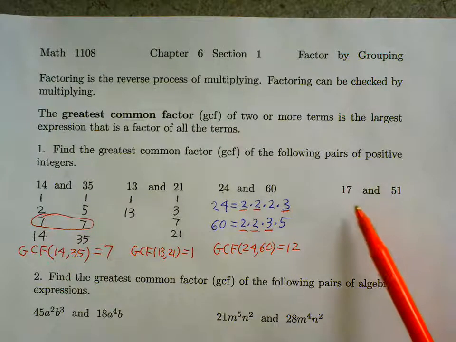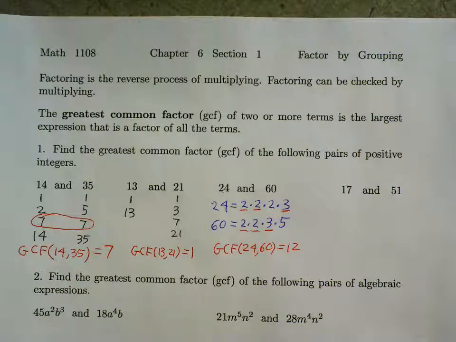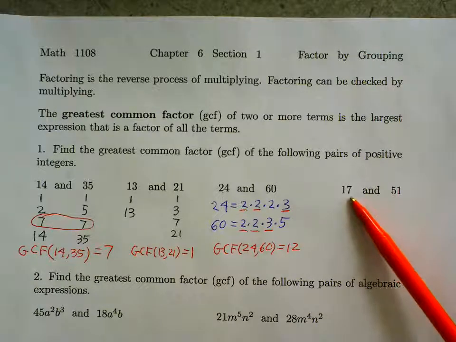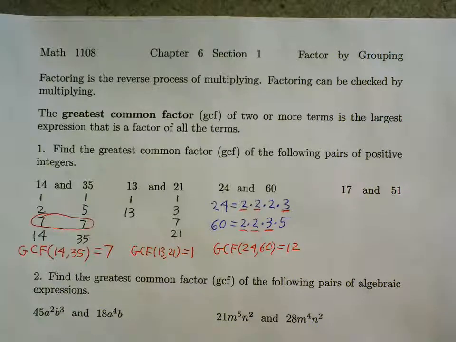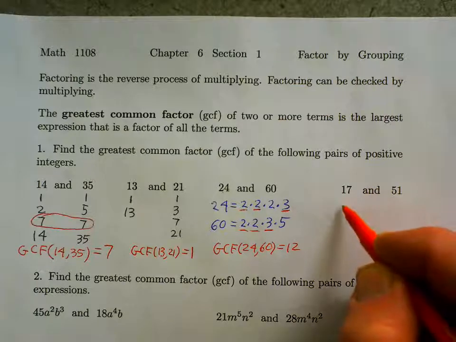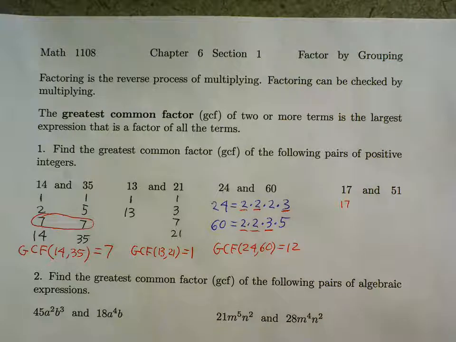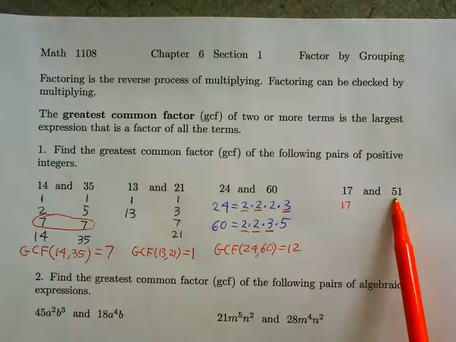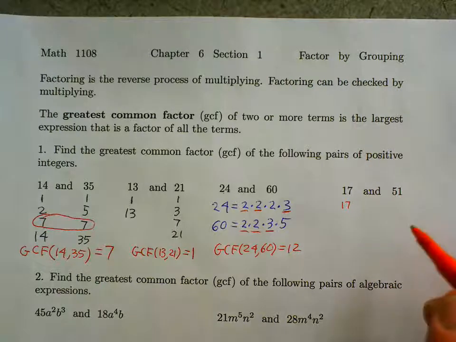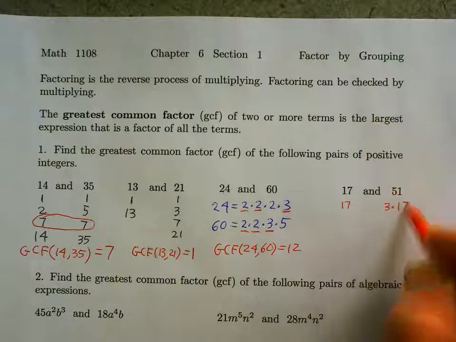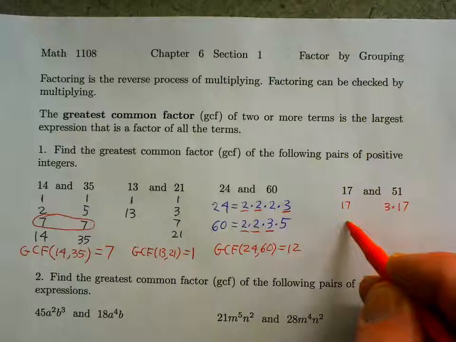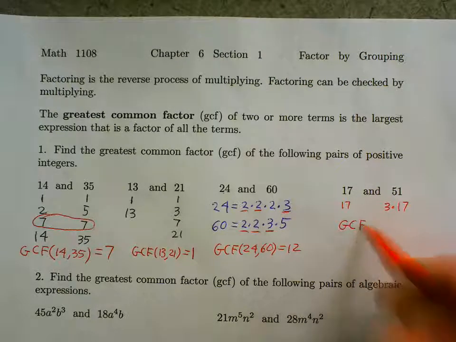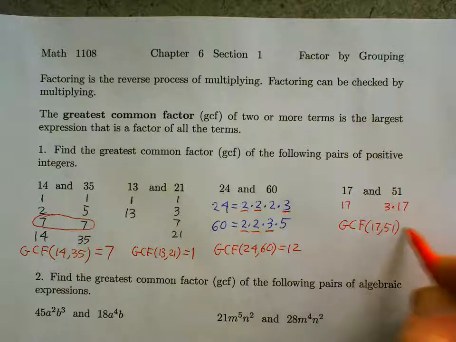Okay, then the greatest common factor of 17 and 51. Well, 17 is a prime number already. So the prime factorization of 17 is 17. 1 is not considered a prime number, but we do include 1 when we're finding greatest common factors. The prime factorization of 51 is 3 times 17. So the greatest common factor of 17 and 51 is 17.